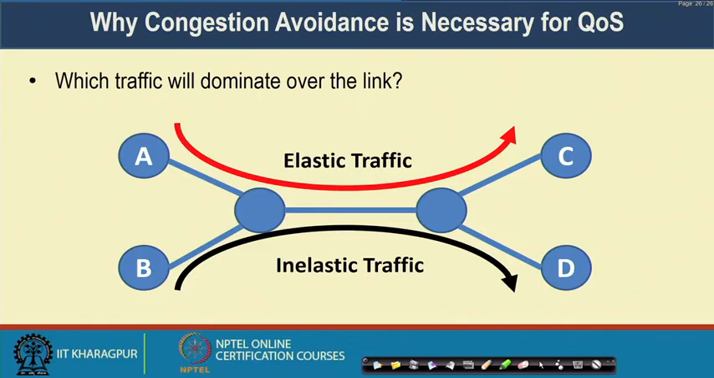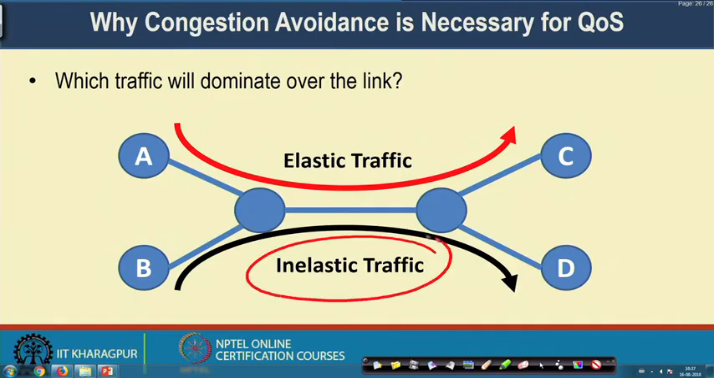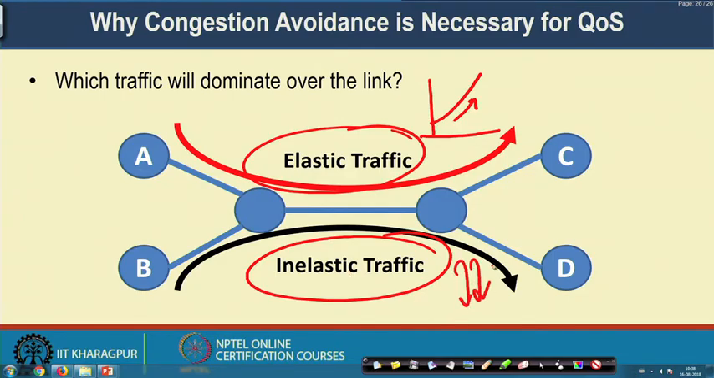We require that the inelastic traffic, which is used to transfer multimedia data, does not get into congestion due to the congestion control algorithm of the elastic traffic, because the elastic traffic will increase the rate. Whenever they increase the rate, they will take more bandwidth, but inelastic traffic does not have any control over that. So, you will experience more packet drop from that inelastic traffic.